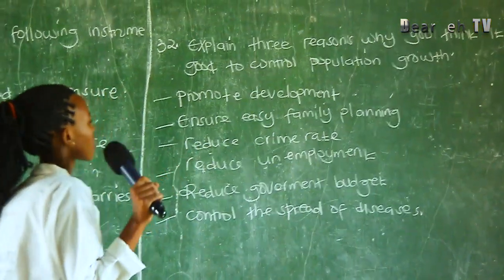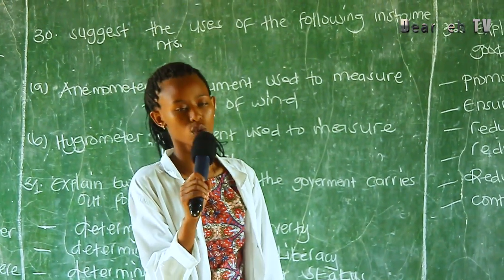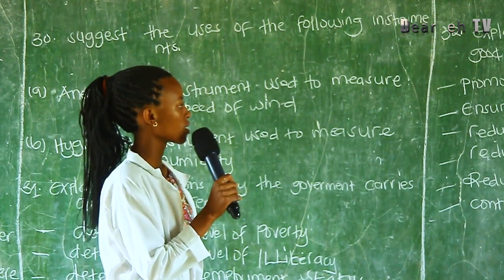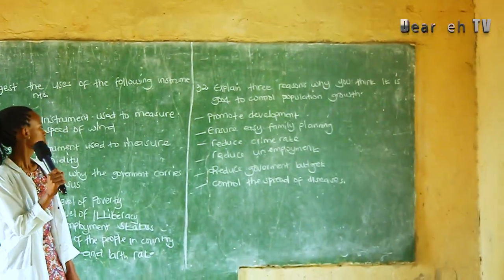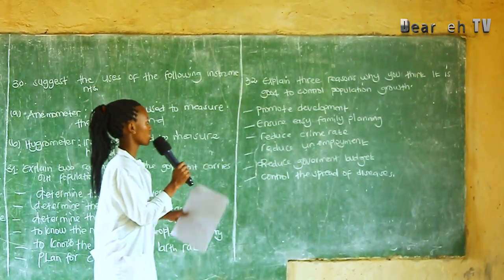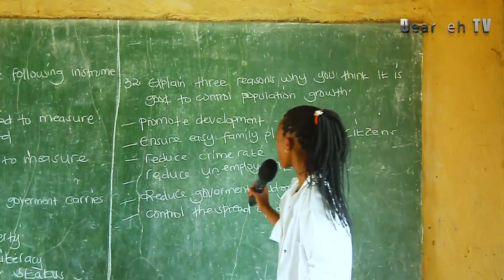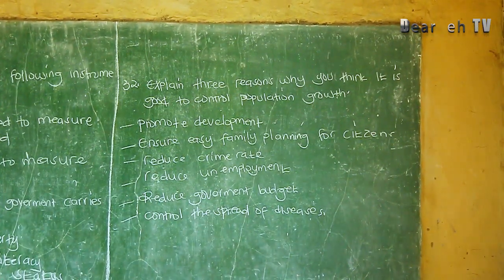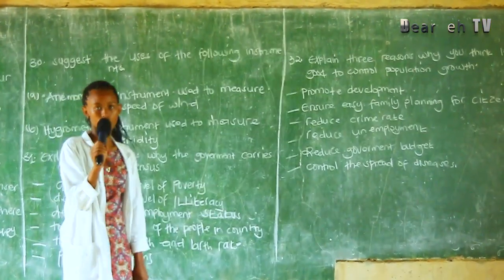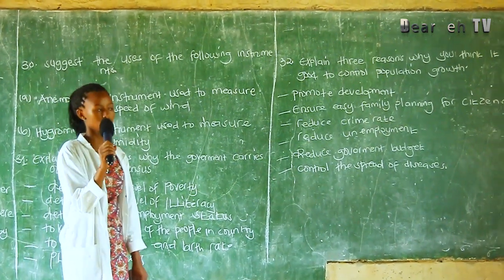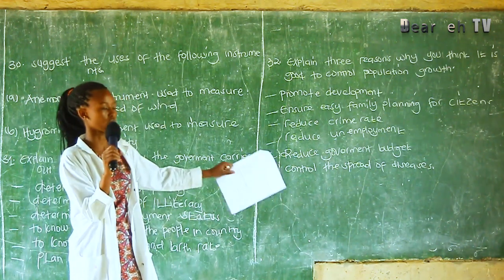So this is question number 32, which states: explain three reasons why you think it is good to control population growth in a country. The first point is to promote development. Controlling population growth promotes the development of a country. Then it ensures easy family planning for citizens. Then number three, to reduce crime rate. Number four, reduce unemployment. Number five, reduce government budget. Then the last point, control the spread of diseases. So this was question number 32.